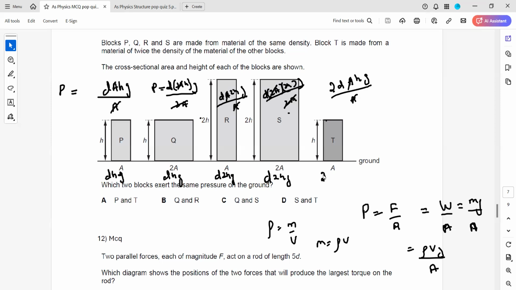Like if you simplify, it will be D 2Hg. So it means the pressure exerted by R, S, and T will be the same, and the pressure exerted by P and Q will be the same.